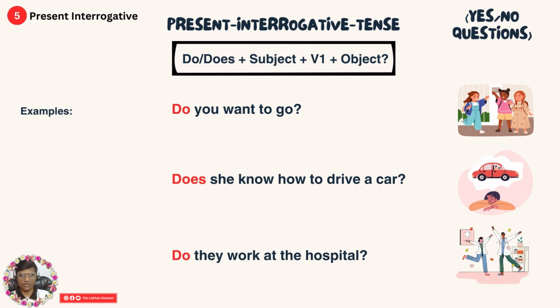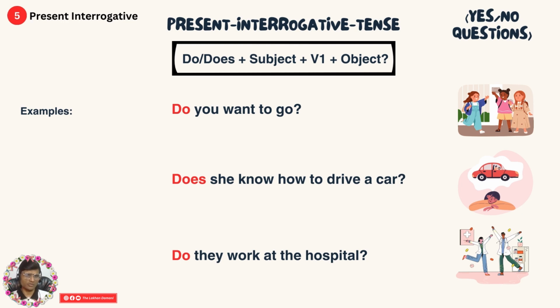So here we are talking about questions, right? Questioning, interrogating. So we have all these, but remember, these are yes and no questions. What does it mean, yes and no questions? Yes and no means the conversation is going to finish there. For example, you're going to ask someone, do you want to go? They are going to give you the answer, yes or no.